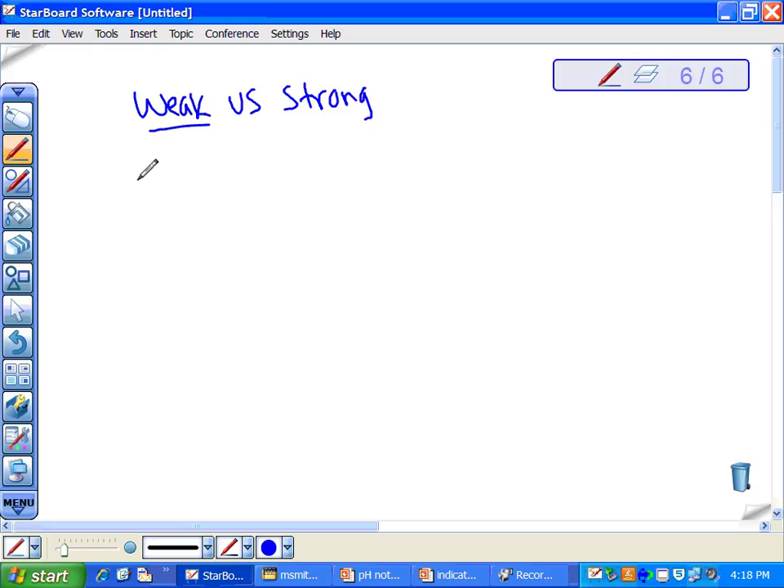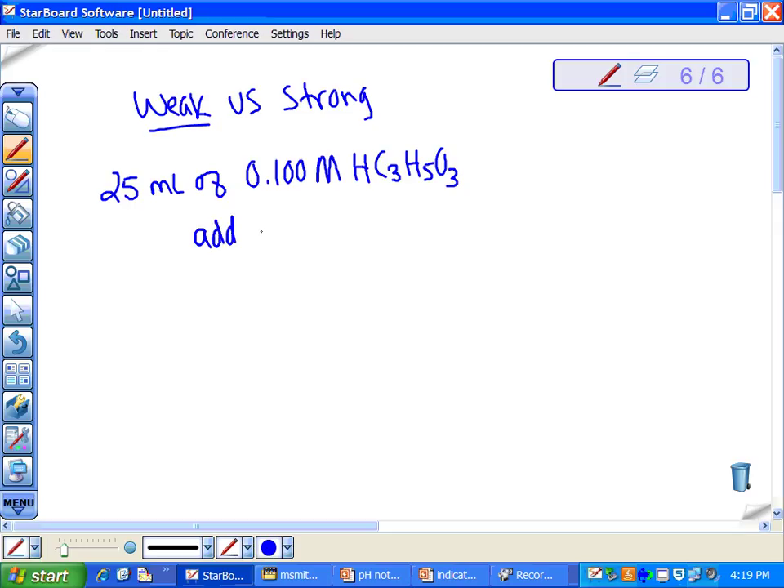So we're going to be doing a weak acid. In our flask in the beginning, we've got 25 milliliters of a 0.1 molar sample of lactic acid. So that's going to be in our flask in the beginning. And we're going to slowly add in some sodium hydroxide.